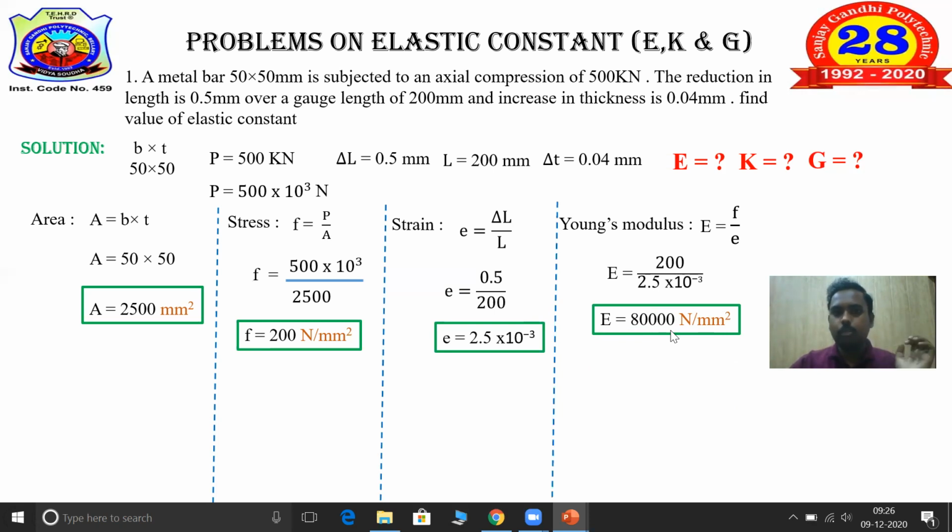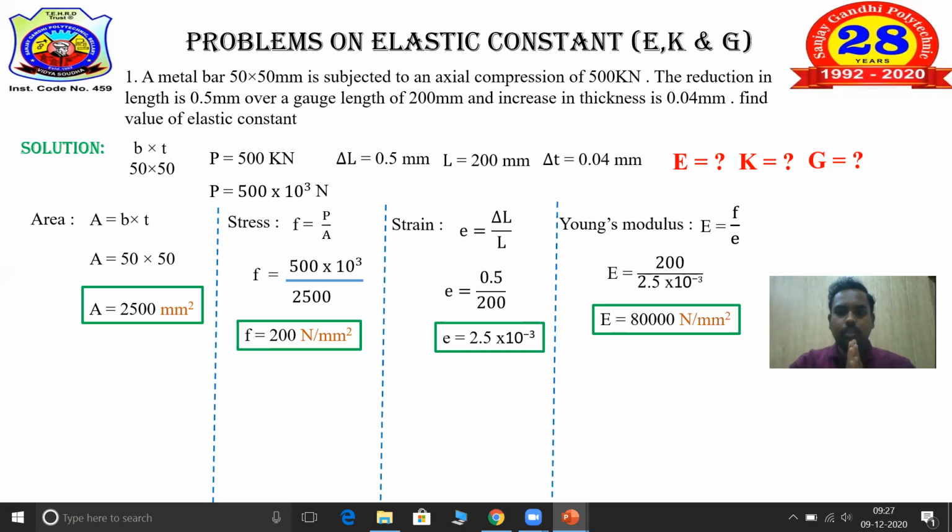Students, now I am done with Young's modulus. Next step is to find lateral strain. Since these problems are on elastic constants, how do you identify that this question is on elastic constants? If they have given a Poisson's ratio in the question, then it indicates that it's a problem on elastic constants. And if they have given a change in dimension other than length, it may be breadth, thickness, or diameter. If they have given change in breadth, change in thickness, or change in diameter, then such kinds of problems are problems on elastic constants.